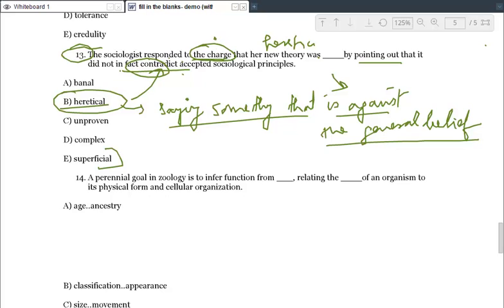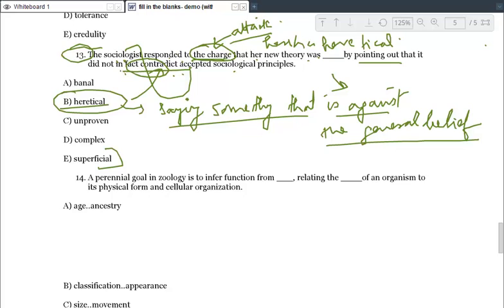You charge something means basically you attack someone, right? When you charge someone, you launch an attack on someone. That is what the word charge means. The sociologist responded to the charge that her new theory was dash by pointing out that it did not in fact contradict. So if the sociologist says that it did not contradict, then the charge must have been that it contradicted. Are you following me, people? If the sociologist says that his theories do not contradict, that means the charge that people made on him would have been that his theories contradicted, right? That means his theories must have been heretical, is what the charge would have been.